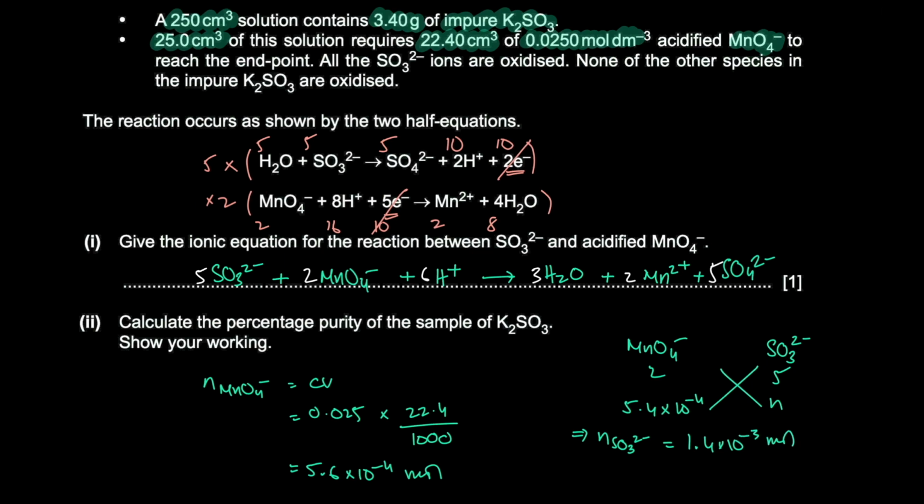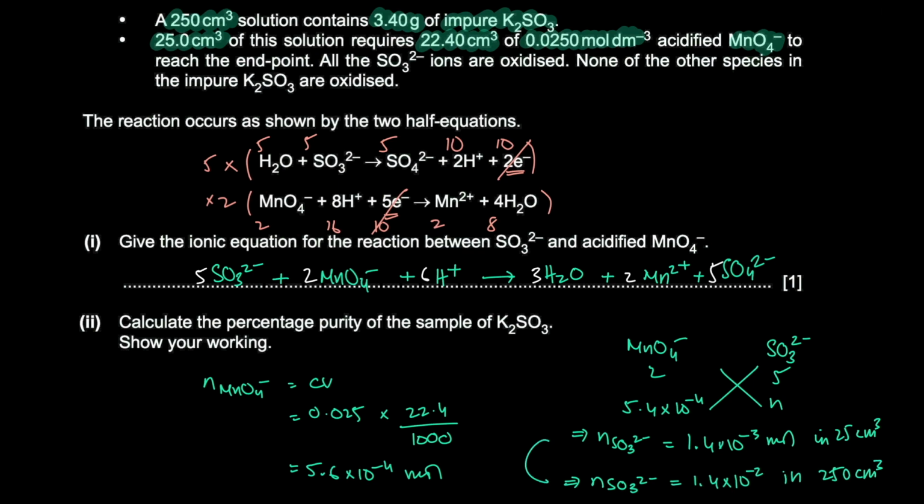Now this is the number of moles in 25 cm cube of the original solution, the solution that was titrated against the manganate 7. So that means in 250 cm cube of the original solution, we have 10 times the number of moles, because only 1/10 of that solution was taken for the titration. So in the original solution, the number of moles of sulfite is 1.4 times 10 to the power of negative 2 in 250 cm cube.